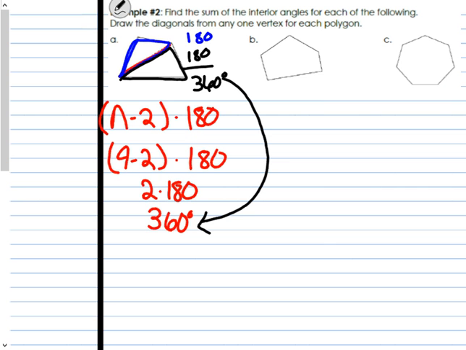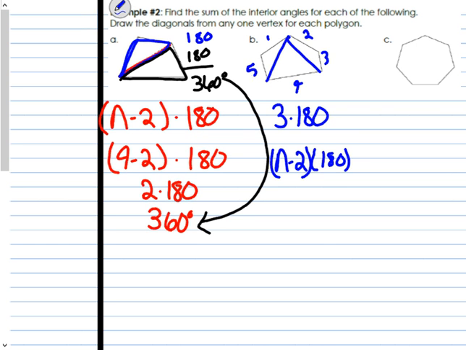Okay, let's do another one. So I'm going to start from this vertex right here, draw my diagonal, I see that I have 3 triangles created. So I have a feeling that my answer is going to be 3 times 180. But let's work this out. The formula is n minus 2 times 180. This has 1, 2, 3, 4, 5 sides. So 5 minus 2 times 180. 3 times 180, which is what I assumed it would be back from the beginning by looking at how many triangles were created. And 3 times 180 is 540 degrees.